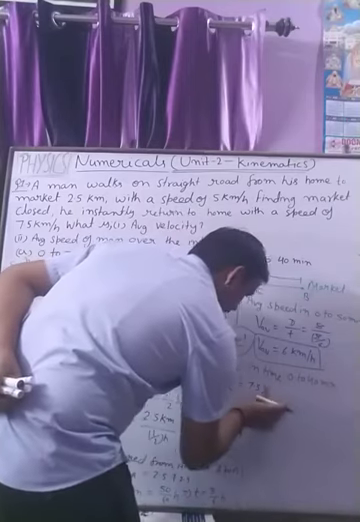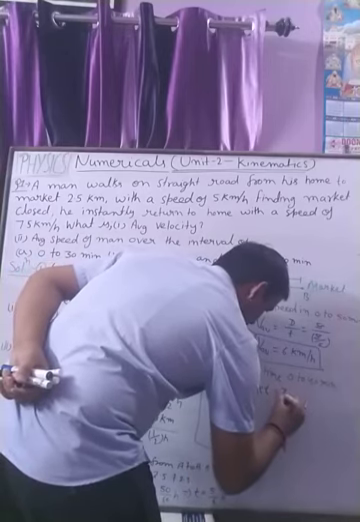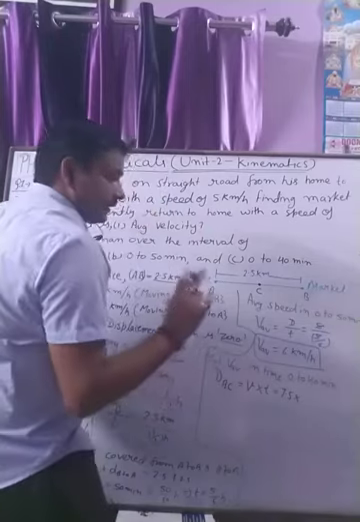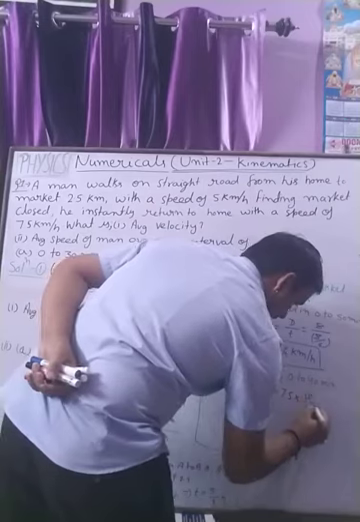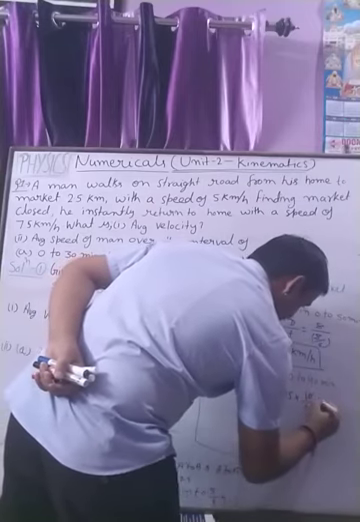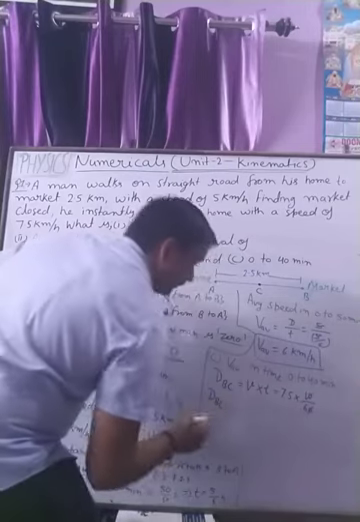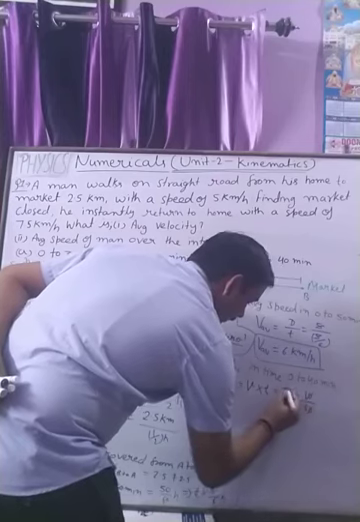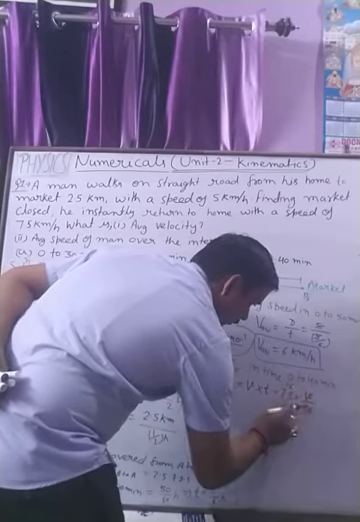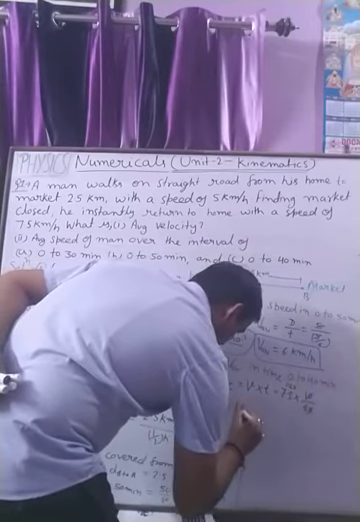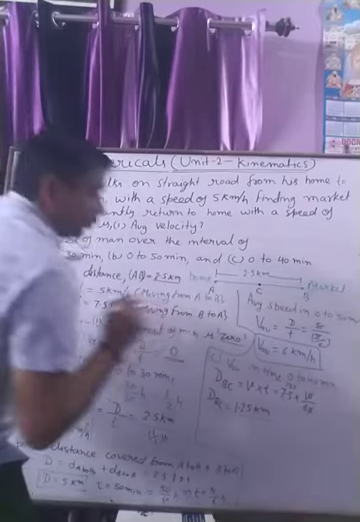time taken, velocity into time. This is 7.5 and time is 10 minutes. 10 minutes is converted into hours, it will turn to 1/6. Distance from B to C is 7.5 into 1/6, which is 1.25 kilometer. This is the distance from B to C.